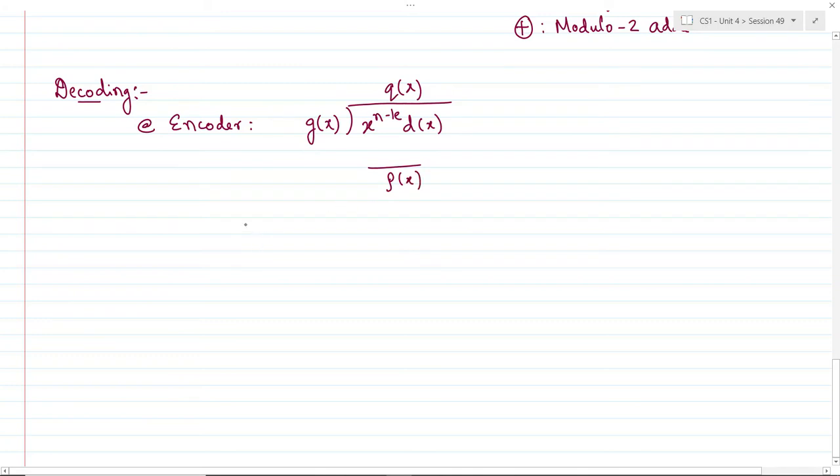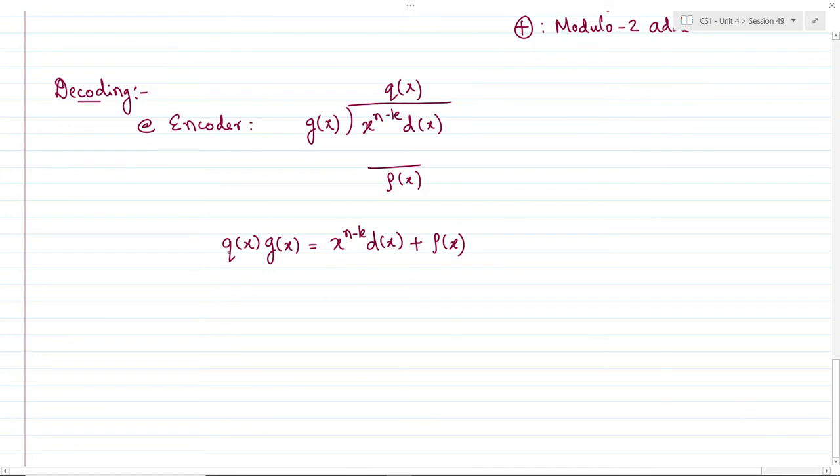Let me repeat that. At the encoder, we divided x power n minus k times d of x by the generator polynomial g of x, and said that in general there would be some quotient and some remainder rho of x. Finally we obtained a simplified relation between dividend, divisor, quotient and remainder: q of x times g of x is equal to x power n minus k times d of x plus the remainder rho of x.